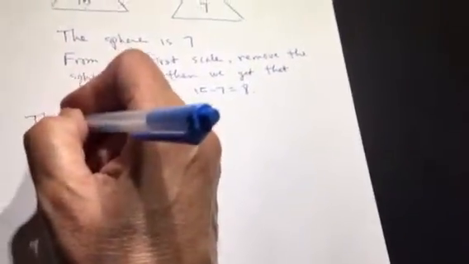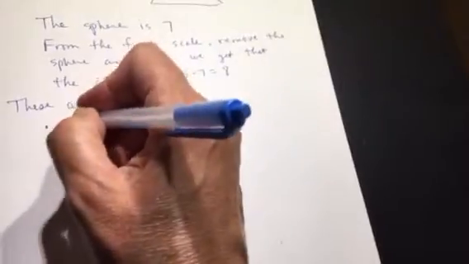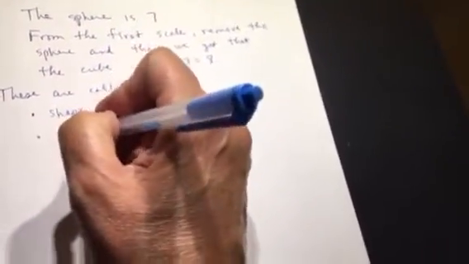These are called shape problems, or they could be called, as they are on the slide, shape puzzles. Sometimes you'll hear them called pan balances.